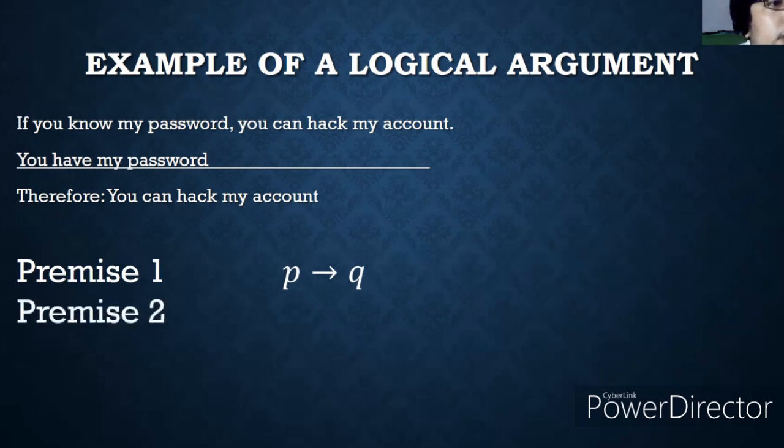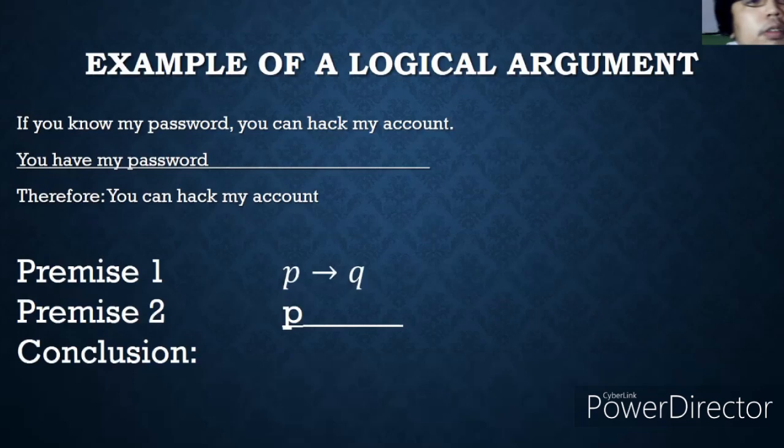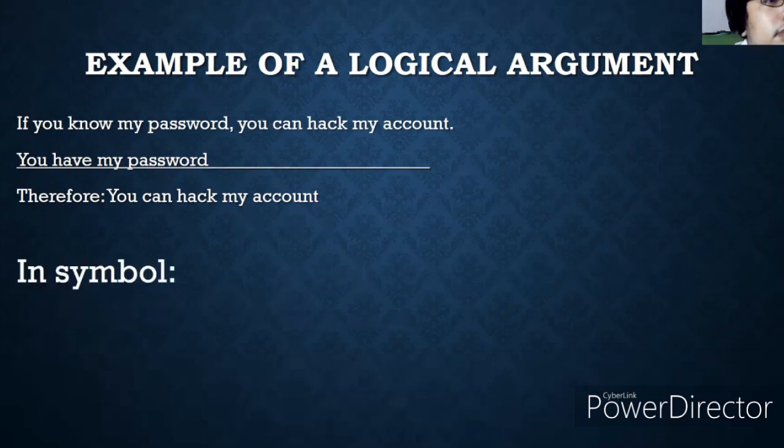Then our second premise, we transform that into symbol P: you have my password is another premise of this logical argument. So our conclusion is Q. That is the symbol for our proposition. So "you can hack my account" is our conclusion in this logical argument. In symbols, we can write the whole given argument into this expression.